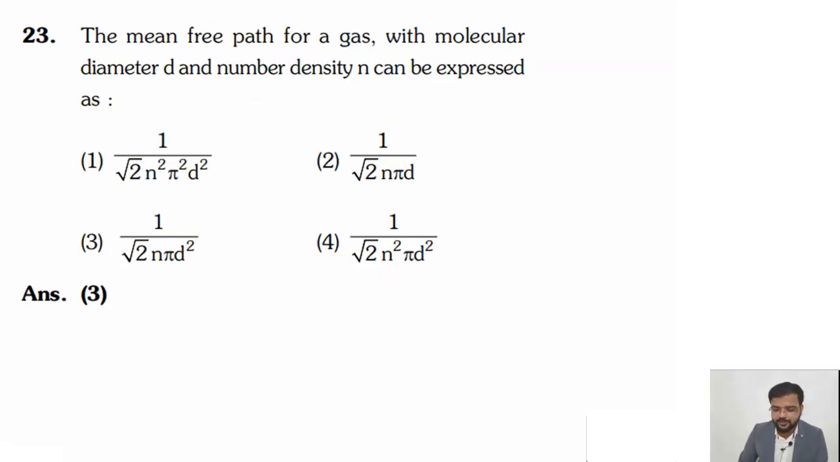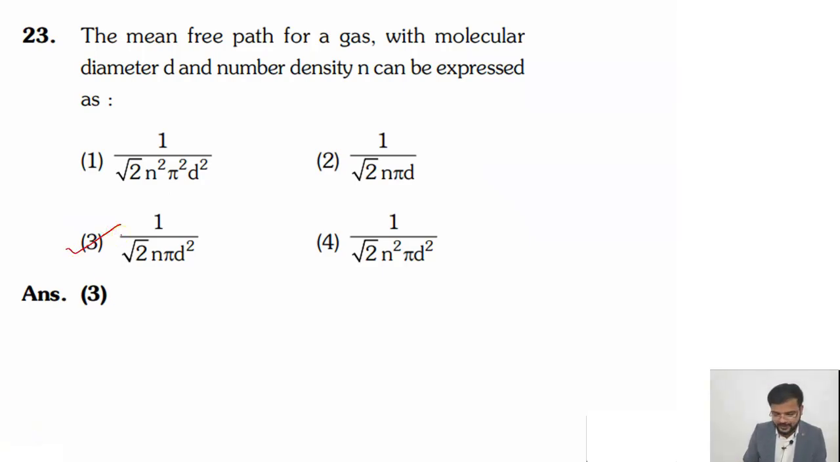Okay, the next question is what? The mean free path for a gas with molecular diameter d and number density n can be expressed as. See, this question is only based on the derivation. If you know the result of the derivation, then you can directly give the answer. So the answer for this question will be the third option.